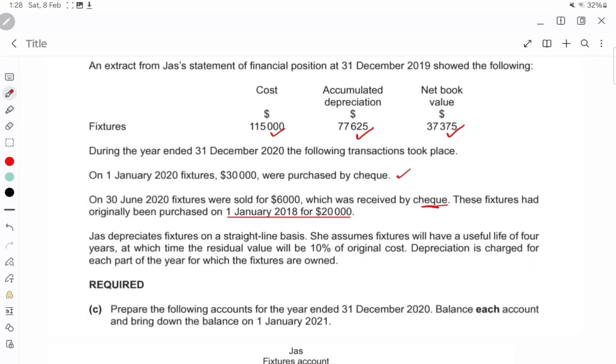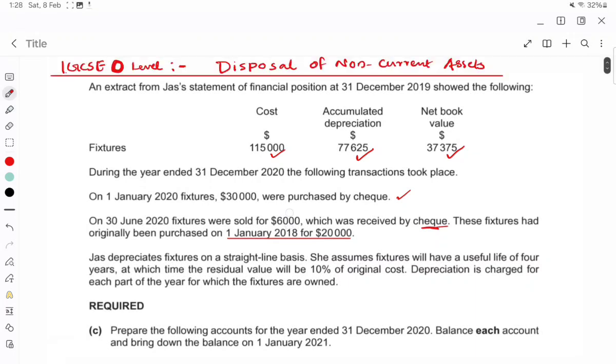So first of all, we need to understand the financial year in this question. It's given an extract of the statement of financial position on 31st December 2019. So we can understand that the financial year starts in January and ends on 31st December. So we need to start calculating depreciation for the disposed asset.